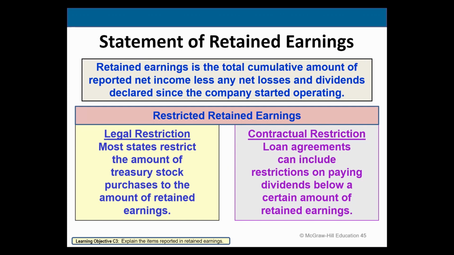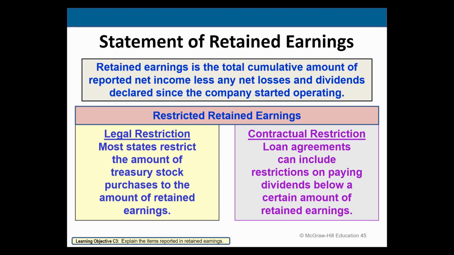The term restricted retained earnings refers to both statutory and contractual restrictions. A common statutory or legal restriction is to limit treasury stock purchases to the amount of retained earnings. A common contractual restriction involves loan agreements that restrict paying dividends beyond a specified amount or percentage of retained earnings. Restrictions are usually described in the notes.